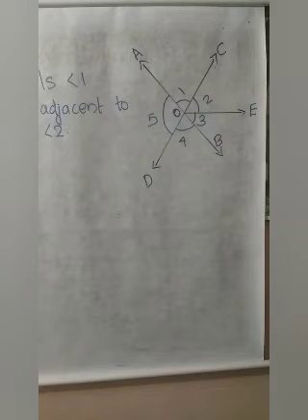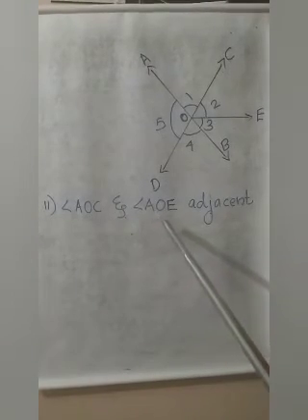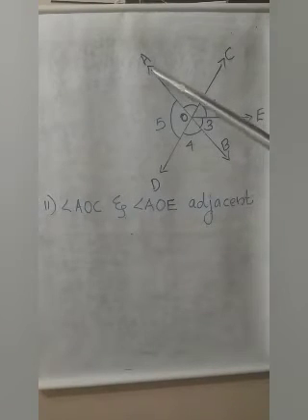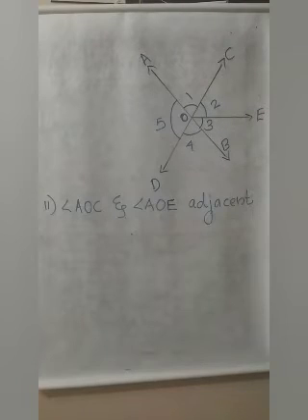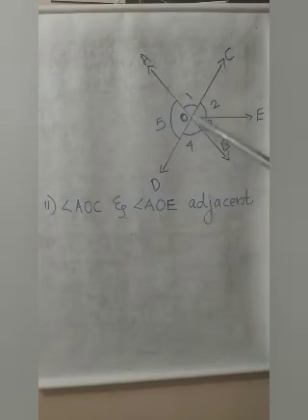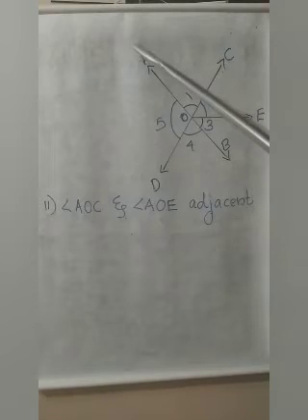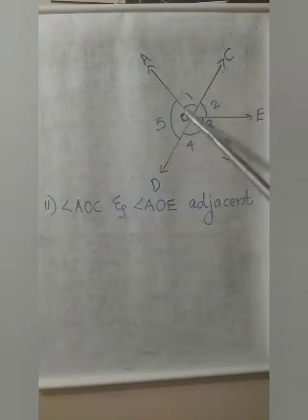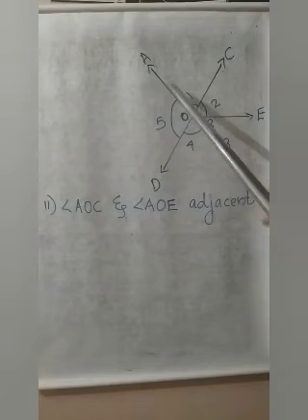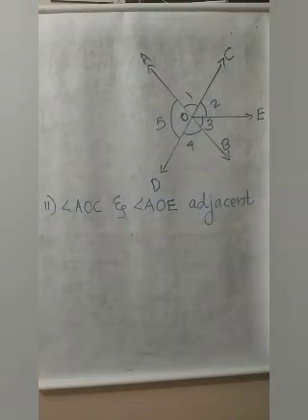Now next question, angle AOC and angle AOE are adjacent. AOC and AOE, are they adjacent? When we are looking for the arms, which are the arms of AOC? OA and OC. Now which are the arms of AOE? OA and OE. So they have a common arm. Which is the common arm? OA. So AO is the common arm. Now what about vertex? O is again coming as common vertex.